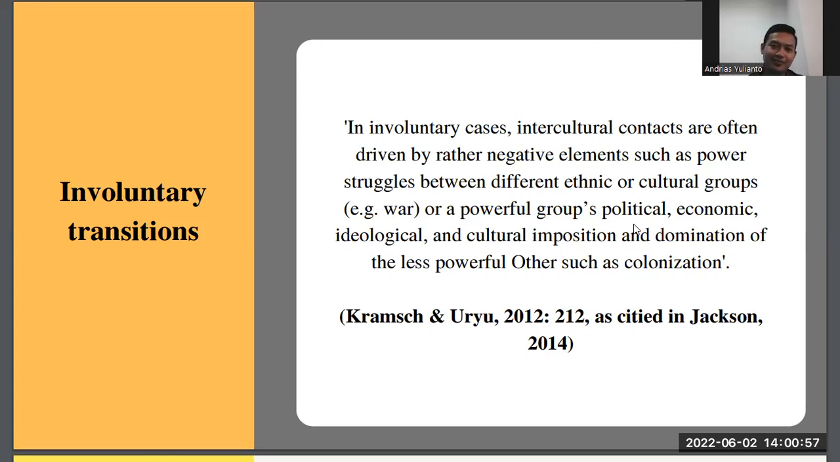In involuntary cases, intercultural contexts are often driven by rather negative elements such as power struggles between different ethnic or cultural groups, for example, war, or a powerful group's political, economic, ideological, and cultural impositions and domination of the less powerful others, such as colonialization. In the previous chapter, migration is sometimes forced on individuals or groups, such as refugees.